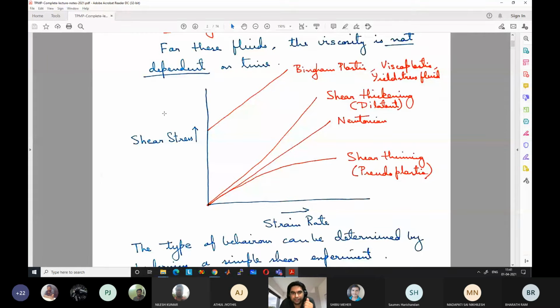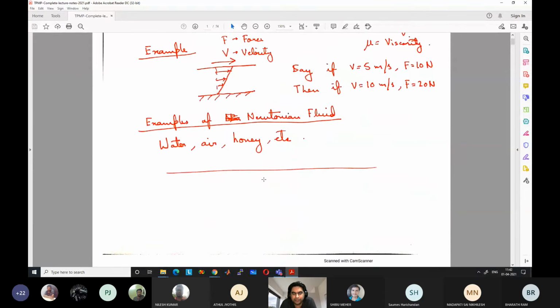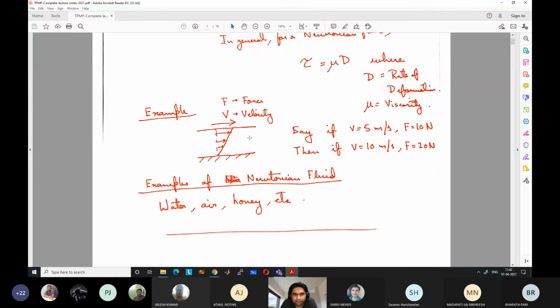Okay, similar behavior is seen in Bingham plastic. It is also known as viscoplastic or yield stress fluid, because there is a certain yield stress below which there is no deformation. If I come back to our experiment here again, in this type of fluid, what will happen? If you apply 10 Newton force, and this 10 Newton force results in a shear stress below the critical shear stress, what will be the velocity? Say I apply 10 Newton force, it is below the critical shear stress. What will be the velocity of the plate? 0. It will be 0.